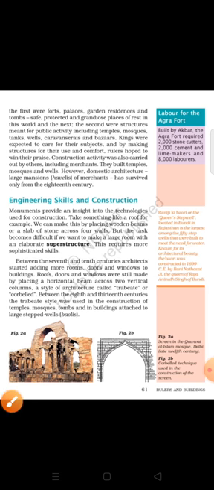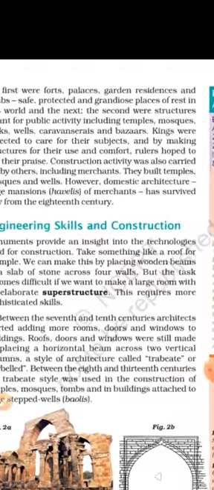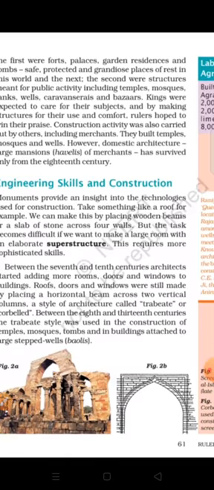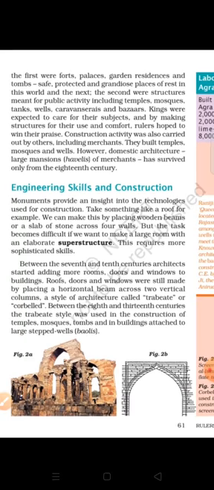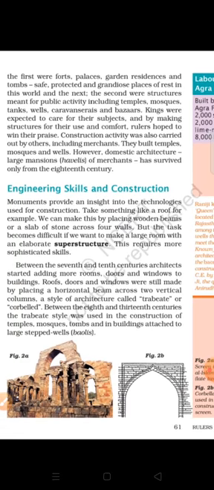Palaces, gardens, residences, and tombs, safe, protected, and grandiose. The second were structures meant for public activity, including temples, mosques, tanks, wells, caravanserais, and bazaars. Kings were expected to care for their subjects, and by making structures for their use and comfort, rulers hoped to win their praise.